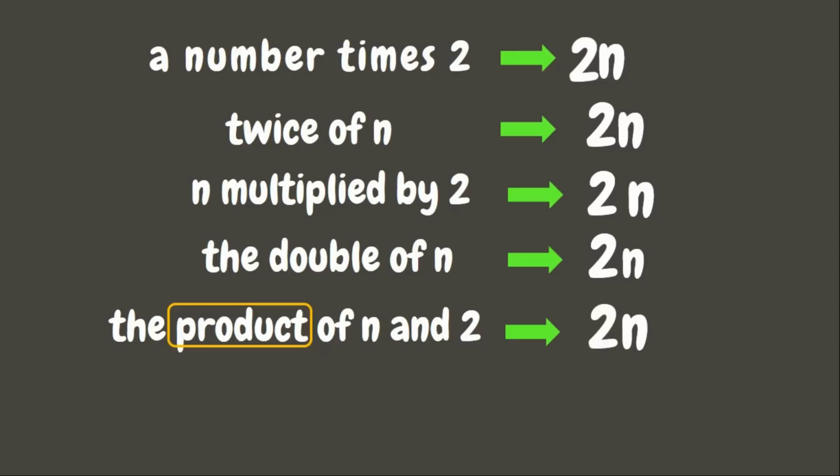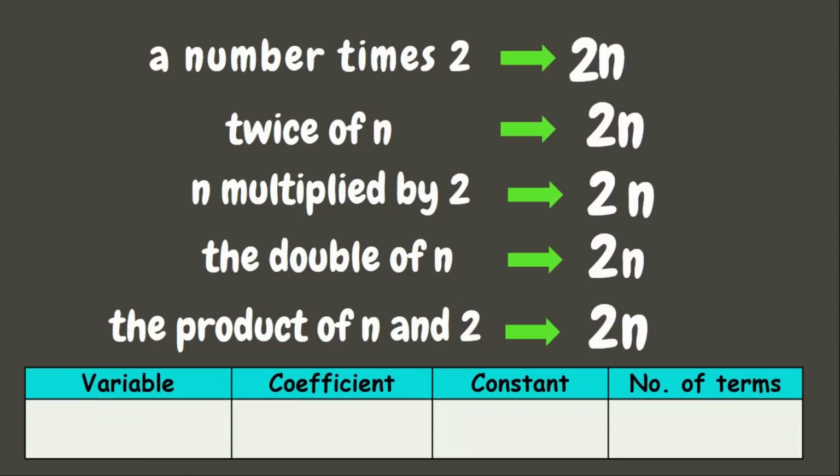So that is 2n. Now let us identify the variable here. The variable here obviously is the letter n, while the coefficient is 2, as it is the number before the variable. Next one is the constant. As we can see, we do not have a constant here.